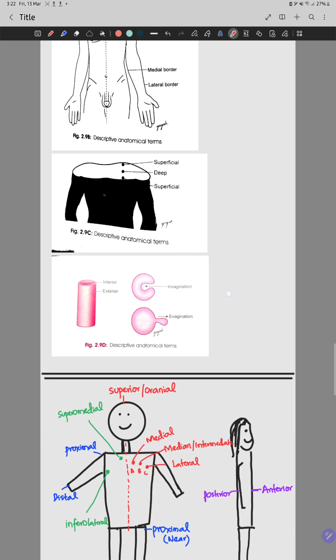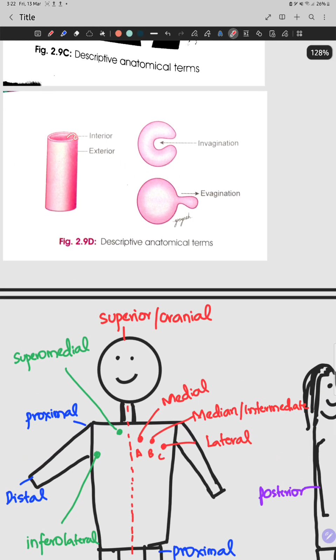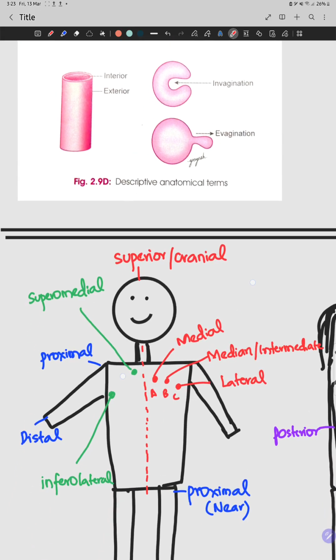That's it. Next, superficial and deep. Always remember, superficial means surface. What is present on the surface is the superficial. Deep means deep inside. You know these general words. Coming to exterior and interior, this is exterior. The outside one is the exterior. Out, exit, out. Interior means inside. Invagination, inside. Evagination, exit. Wherever you get the word evagination or exterior, just remember exit. It is going to come out. Okay, we have completed this one.